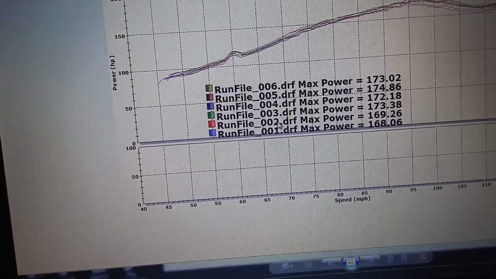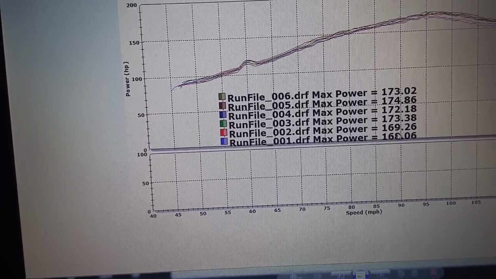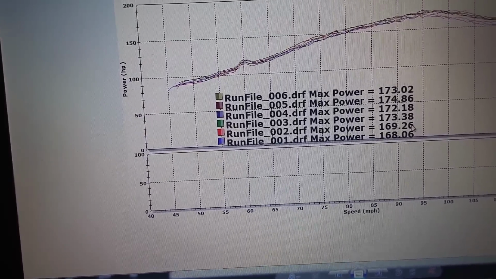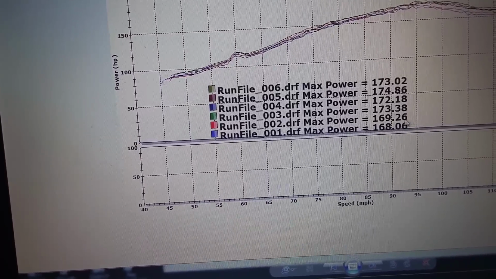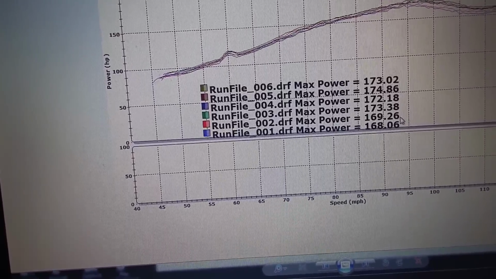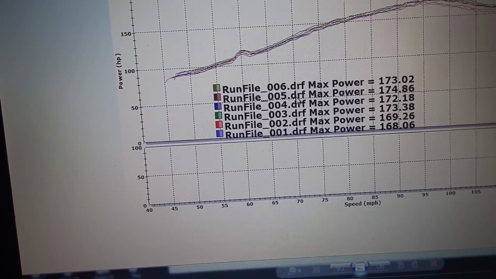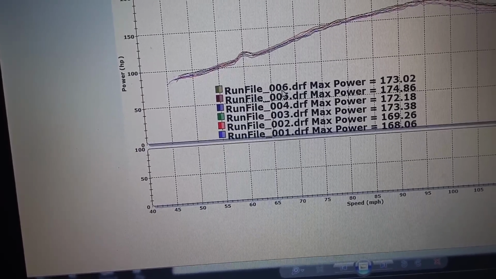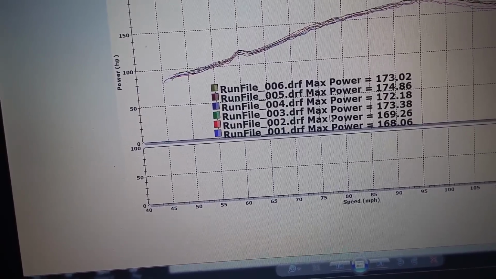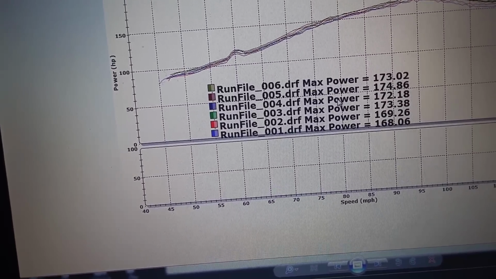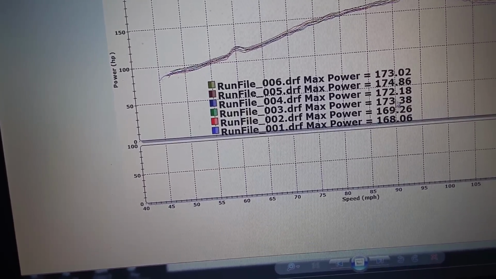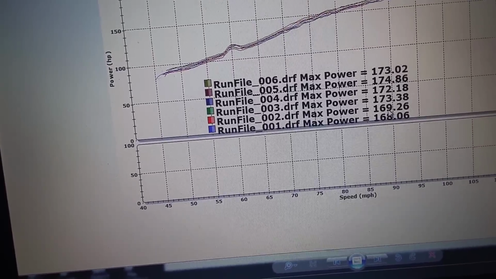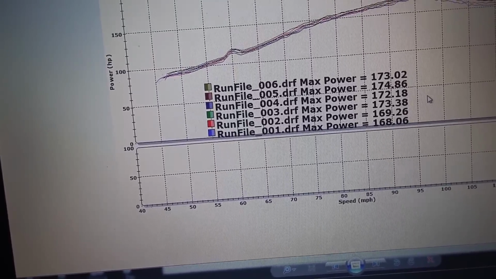The first two, runs 1 and 2 at the bottom here, are the two runs without graphene, the car by itself: 168 and 169.26. Then the rest of these runs, 3, 4, 5, and 6, were all with graphene in it. Number 4, we had a little slippage on the dyno, not a big deal. Still got 172 from the top end of 169.26.